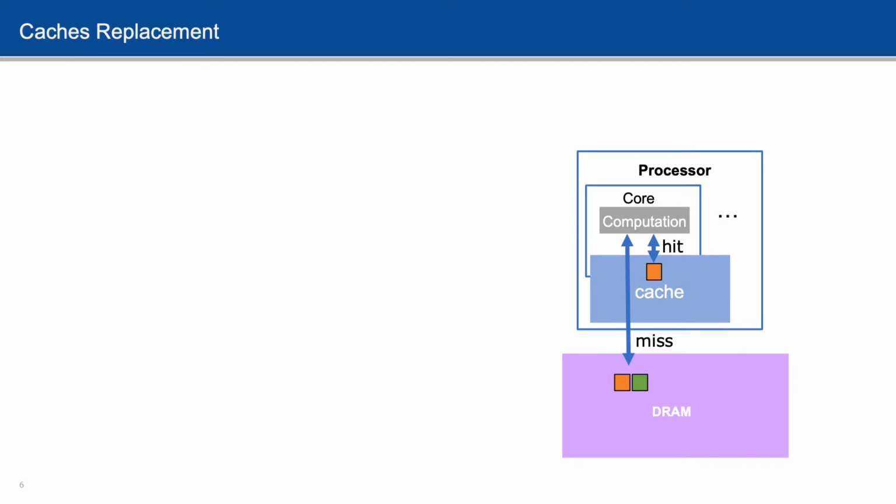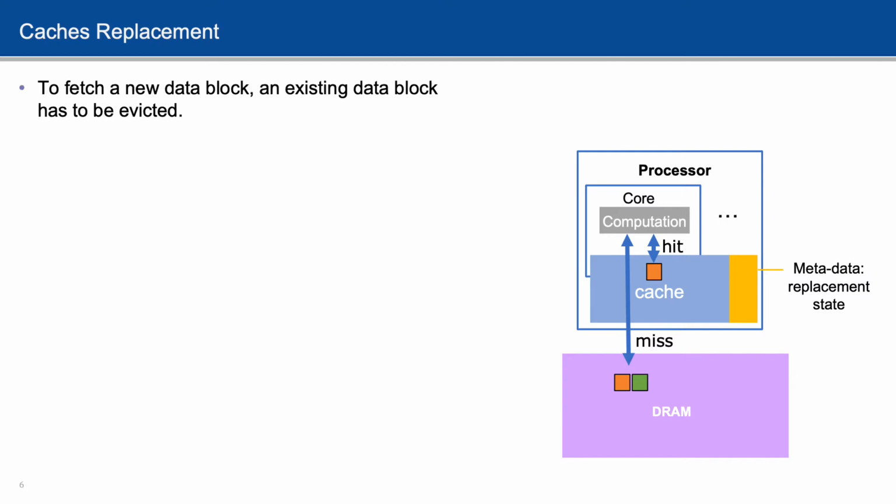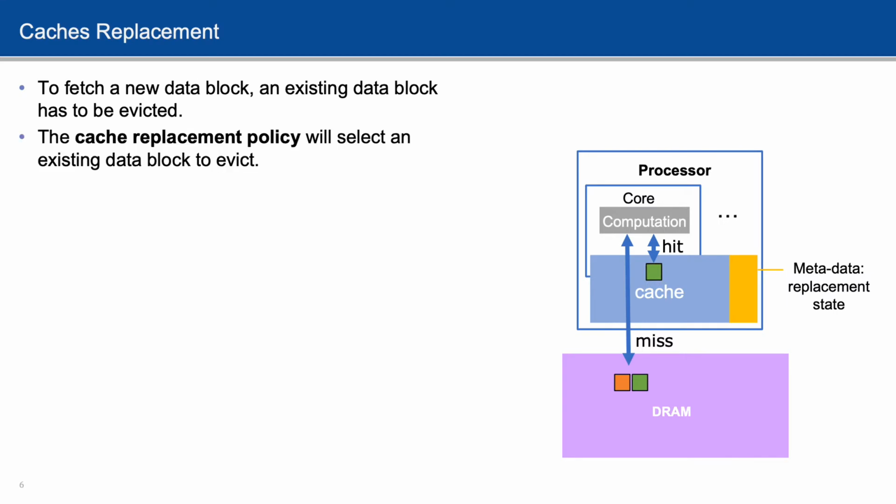In our paper, we leverage an extra state called the cache replacement state, which is a metadata state in the cache. Why is it there? Because to fetch a new data block, an existing data block has to be evicted to make room for the new data block. And the replacement policy is needed to select an existing data block to evict.